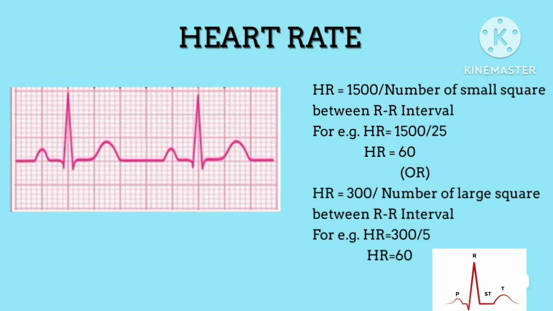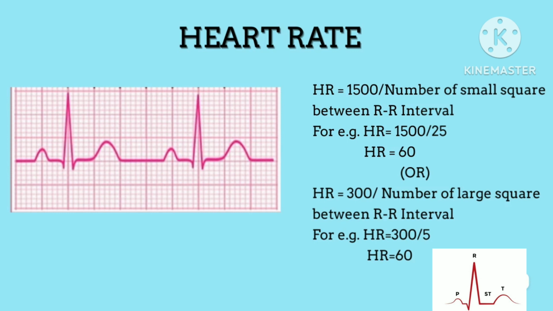Heart rate is calculated by two methods. The first method is heart rate equals 1500 divided by the number of small boxes between RR interval. For example, in this picture, the number of small boxes between RR interval is 25. So 1500 divided by 25 is equal to 60. Then we'll see another method.